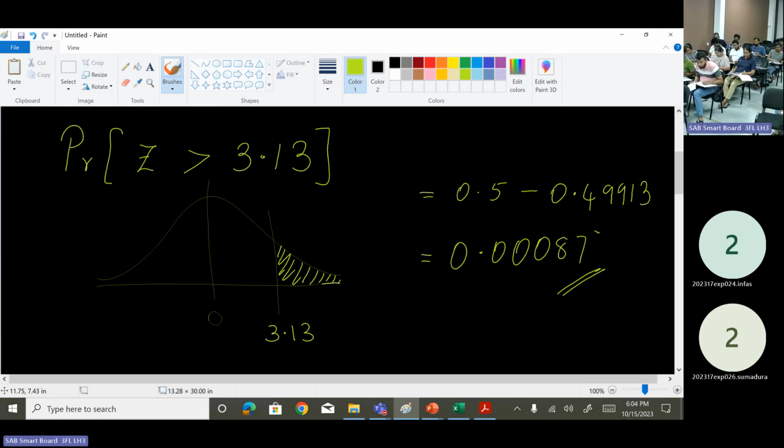So all the types we know how to do. But real problems will not be in terms of this. The table is available for standard normal. Real problems will be general normal. To refer to the table, we have to transform general normal to standard normal. So how to transform? We'll discuss.